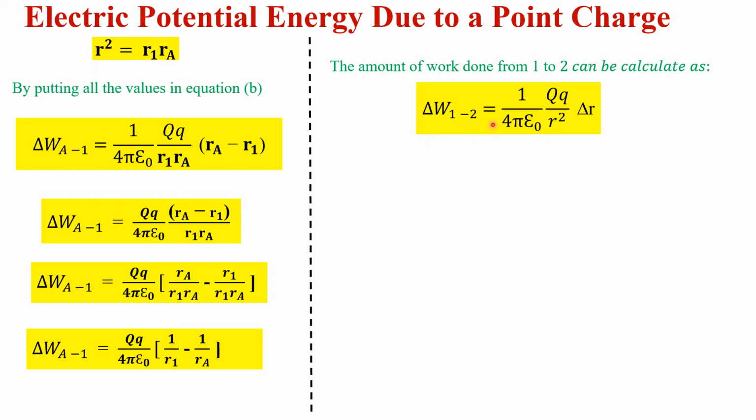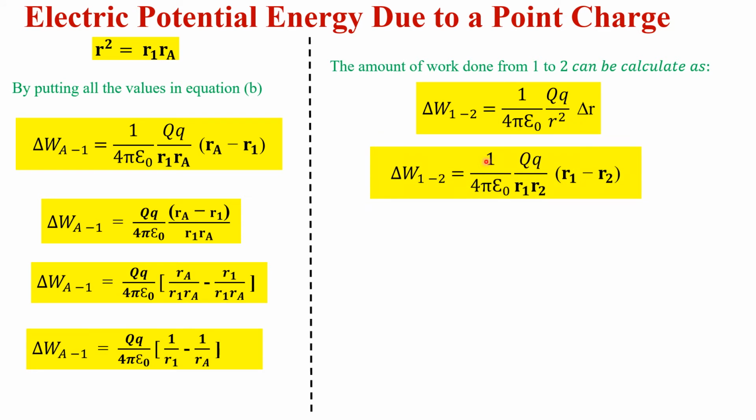The amount of work done from point 1 to point 2 can be calculated as delta W 1 to 2 is equals to 1 upon 4 pi epsilon naught Q into Q divided by R square multiplied by delta R. By putting the values of delta R and R in this equation, we get delta W 1 to 2 is equals to 1 upon 4 pi epsilon naught Q into Q divided by R1 into R2 multiplied by R1 minus R2.